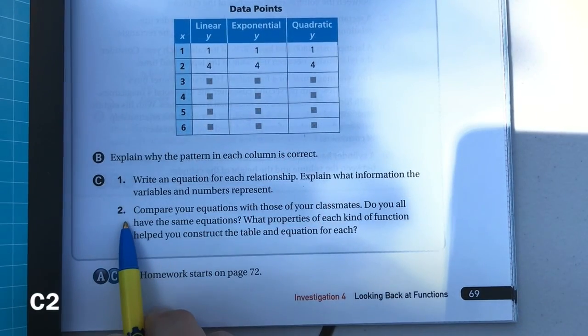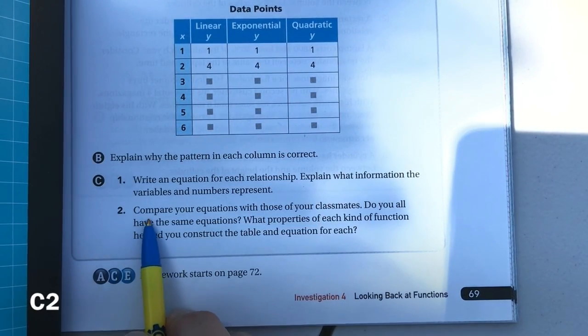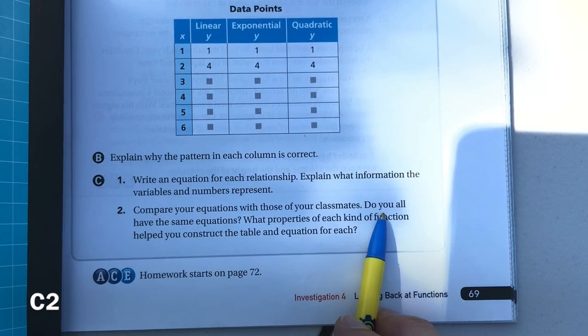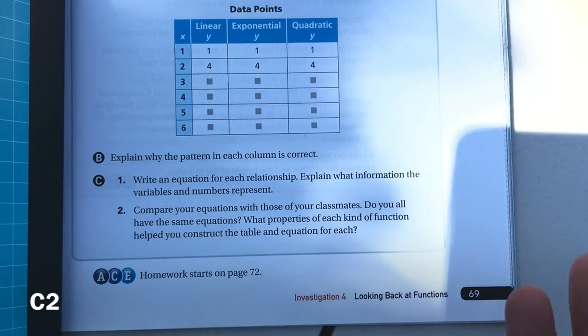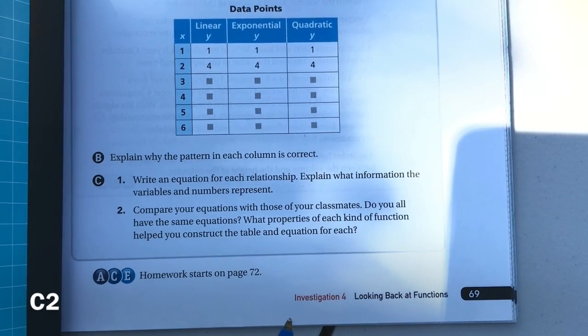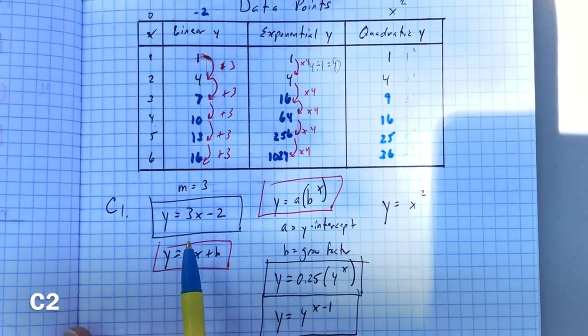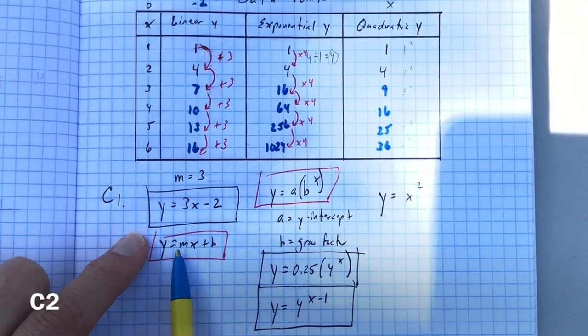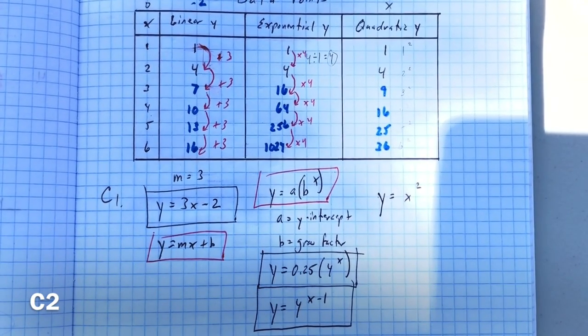Well, looking at part 2 here, we can work with our classmates in this case. You should have the same equations for the linear and exponential. There are other options for quadratic, and there are 2 other options which you could have. For those, you're going a little bit deeper trying to figure that out. But what properties of each kind of function help you construct the table? Well, I think what we know is that understanding the details of the structure of those functions, we can't forget the way those look. It's going to be really important that we don't miss those parts.